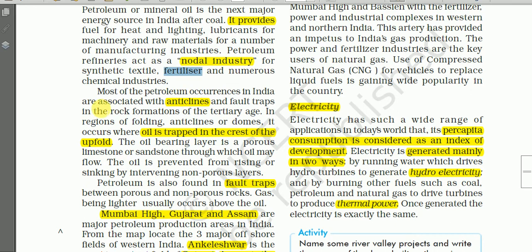Now let us see the occurrence. Most of the petroleum occurrences in India are associated with anticlines and fault traps in rock formations of tertiary age. In regions of folding, anticlines or domes, it occurs where oil is trapped in the crest of the upfold. And now let us see what is anticline, what is syncline.